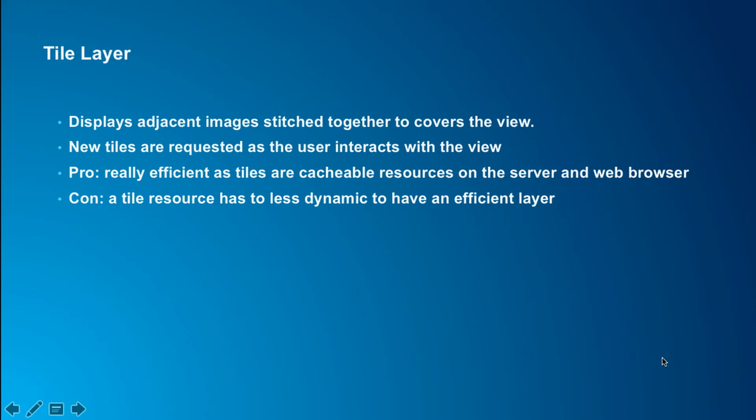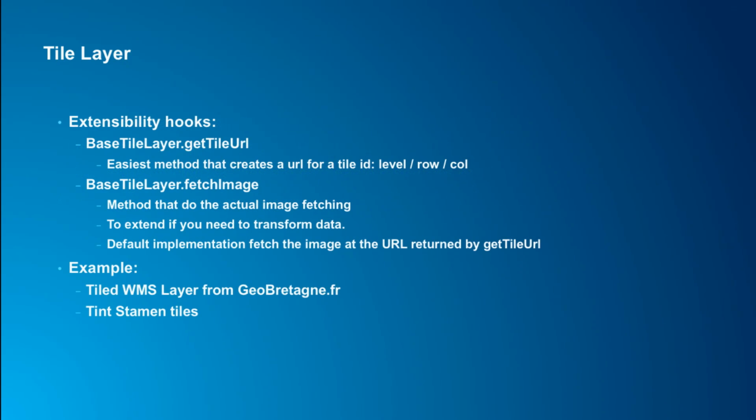The inconvenience is, well, not really one, but still, to be an efficient layer, the service delivering the tiles needs to deliver them really fast. So for the base tile layer, the extensibility hook will be to override either get tile URL, where you get a level, row, column and then need to generate a URL, or fetch tile, which will also have the level, row, column, but then same, you can process the data before returning it.